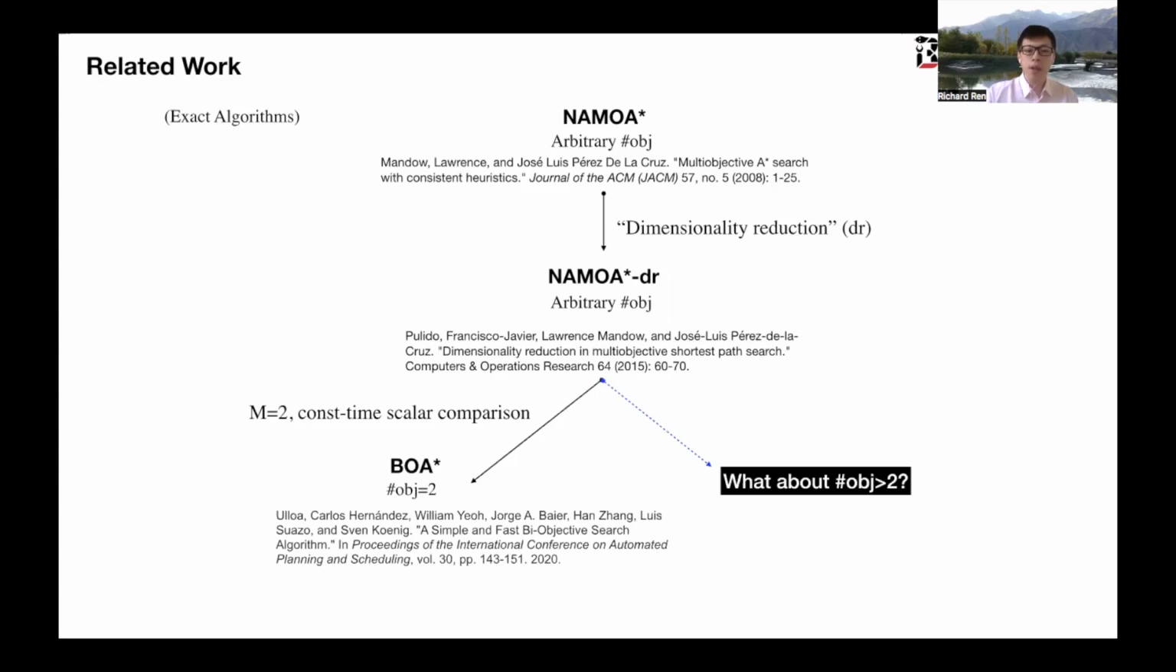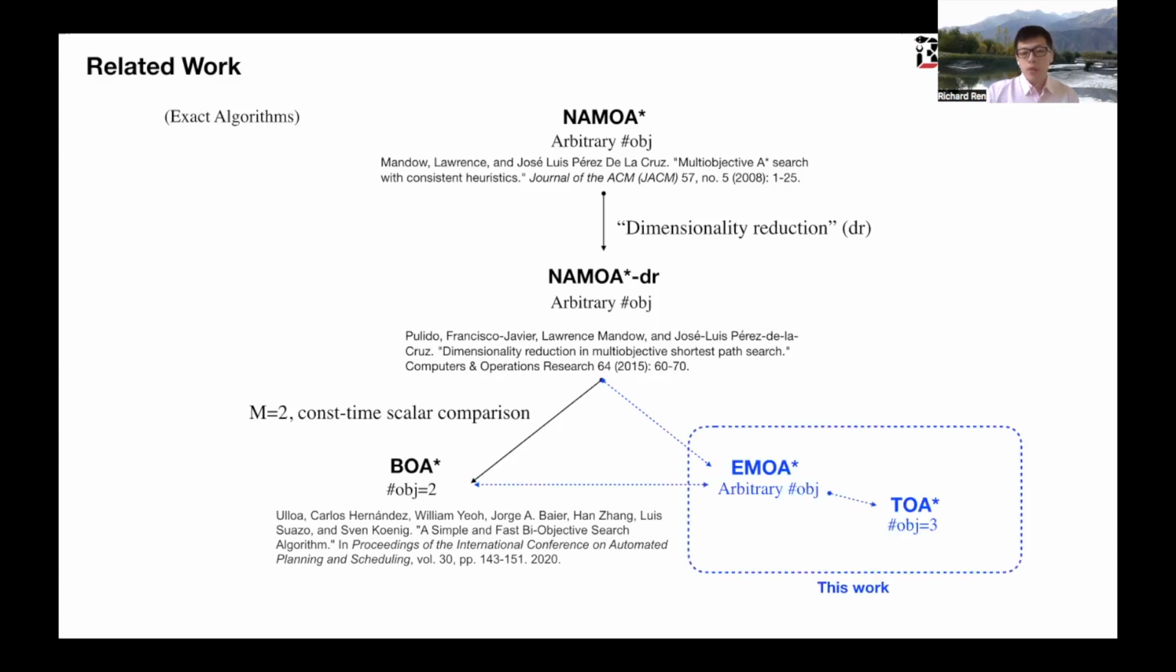Then very recently, people realized that if there are only two objectives, those expensive dominance checks can be expedited, and people propose BO A star. However, this technique is limited to two objectives only. And the contribution of this work is that we generalize BO A star to address an arbitrary number of objectives. And as a special case, we propose TO A star, which has better runtime complexity than EMO A star when there are only 3 objectives.